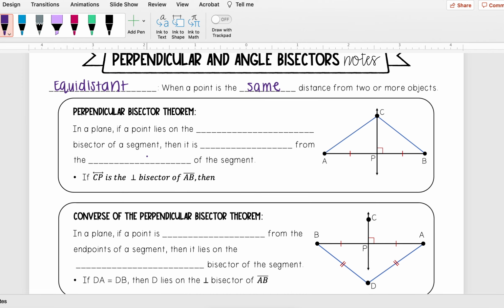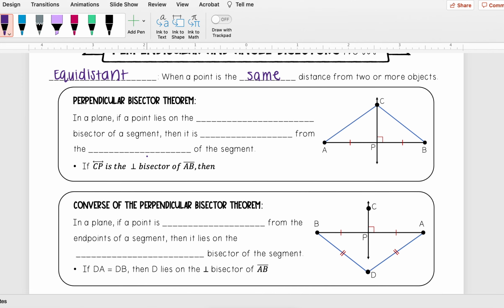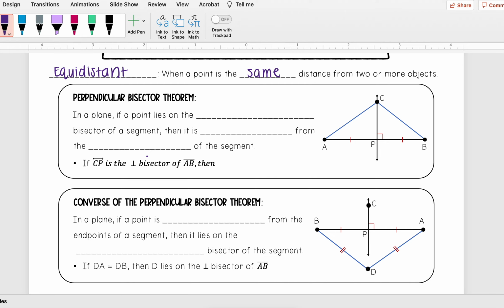And we have two theorems that are dealing with perpendicular bisectors with triangles. The first is: in a plane, if a point lies on the perpendicular bisector of a segment, then it is equidistant, so there's our word again, from the endpoints of the segment.